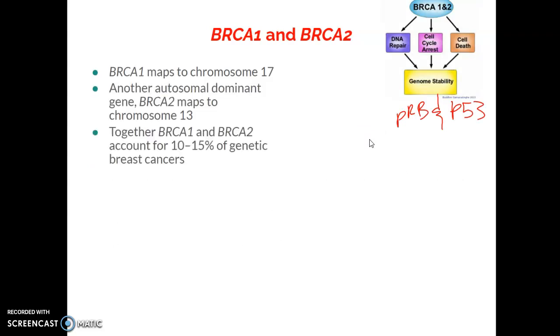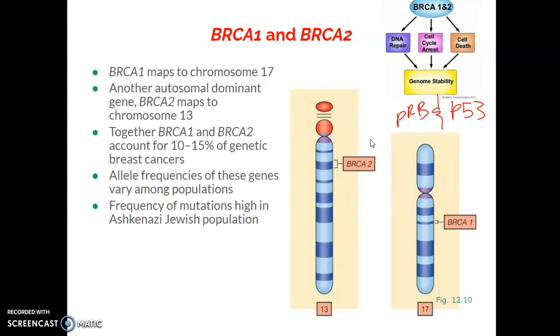So here's kind of how it works. And the BRCA1 and BRCA2, there's two types here. One is on chromosome 13, that BRCA2, and BRCA1 is on chromosome 17. Now, BRCA1, I kind of put at the top right here in terms of how it works. But you could see that cell repair, cell cycle arrest, and cell death, it's all part of the genome stability. So that's why BRCA and P53 are so important to have.